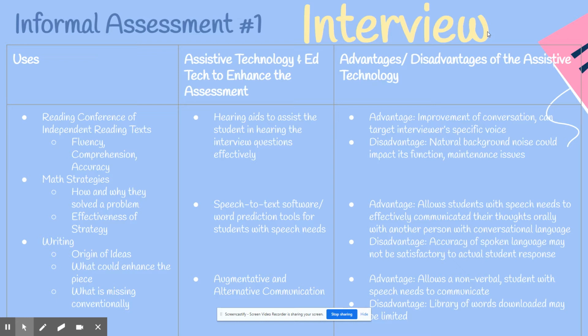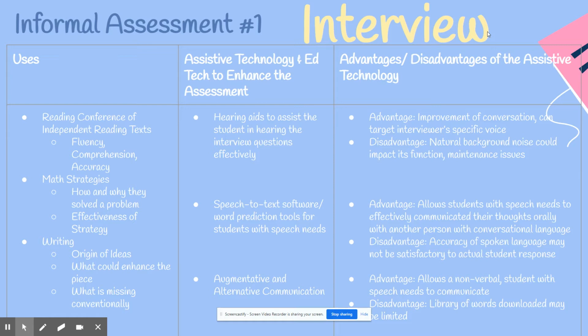Different types of assistive technology and educational technology include hearing aids so that students can hear the interview questions effectively, speech to text software or word prediction software to help students who may have speech needs, as well as augmentative and alternative communication for students who may be nonverbal.